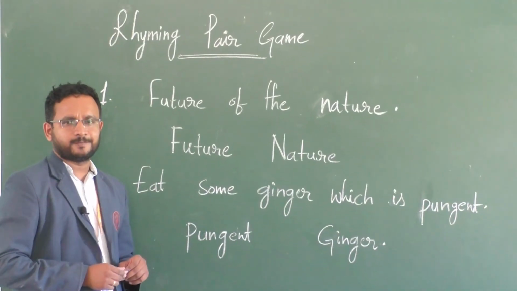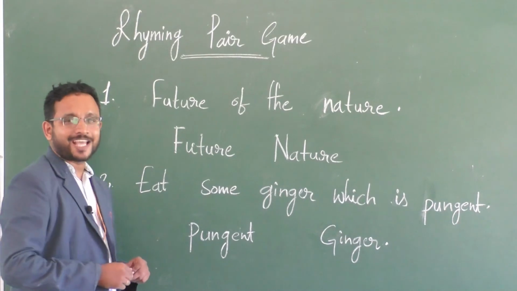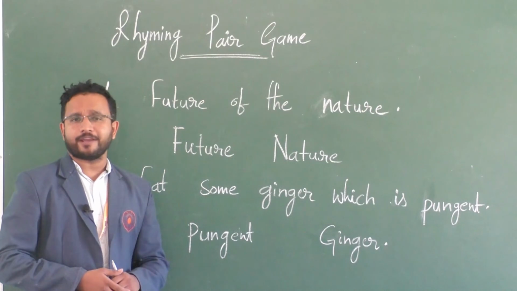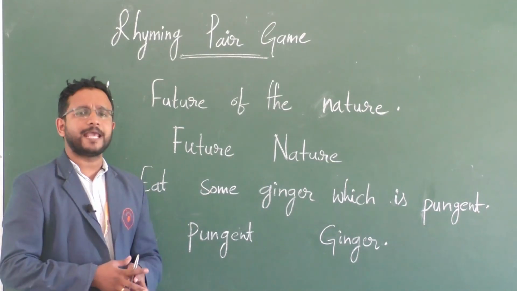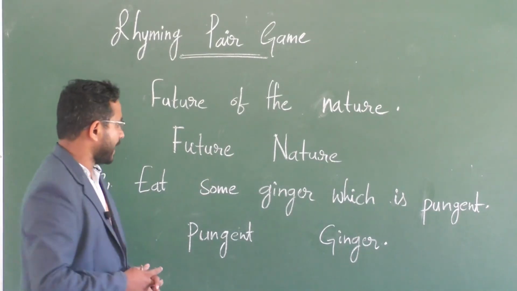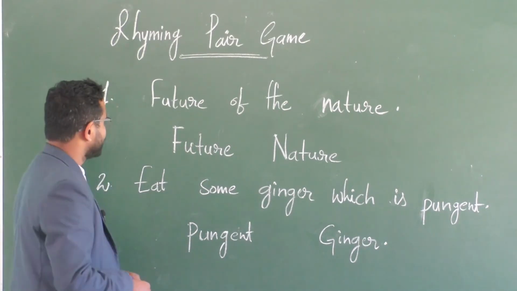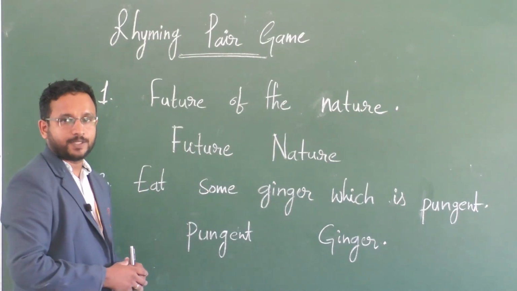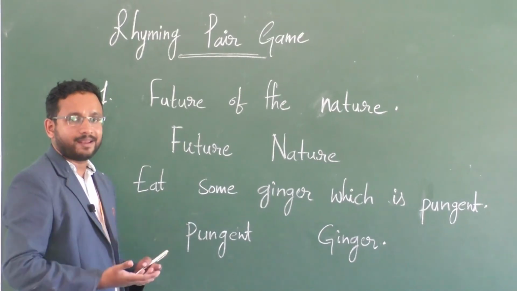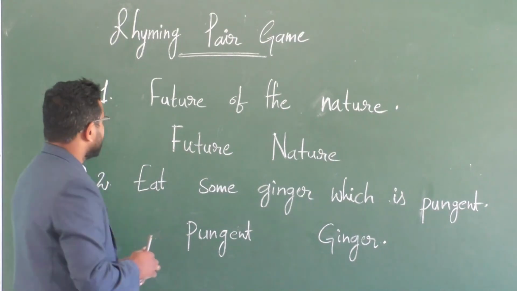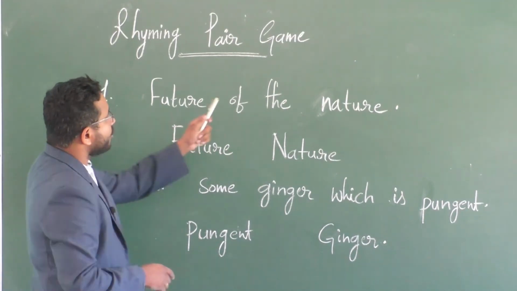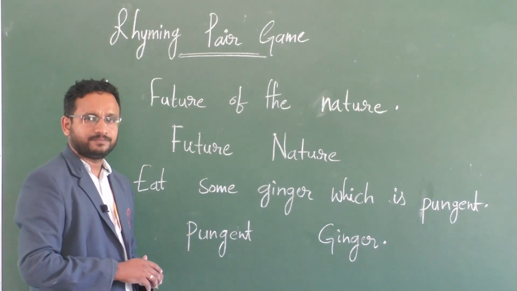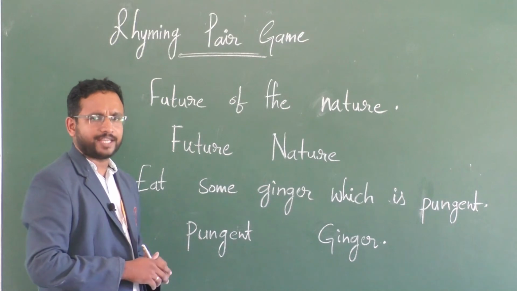So dear students, we are here with one last activity, a game. That is the rhyming pair game. Have you ever heard of this game, the rhyming pair game? Okay, let's see what that is. I've written a sentence here and the pairs here. Let's see how they are pronounced. Now here, future of the nature. It's a phrase here. Future of the nature. It sounds good, right?